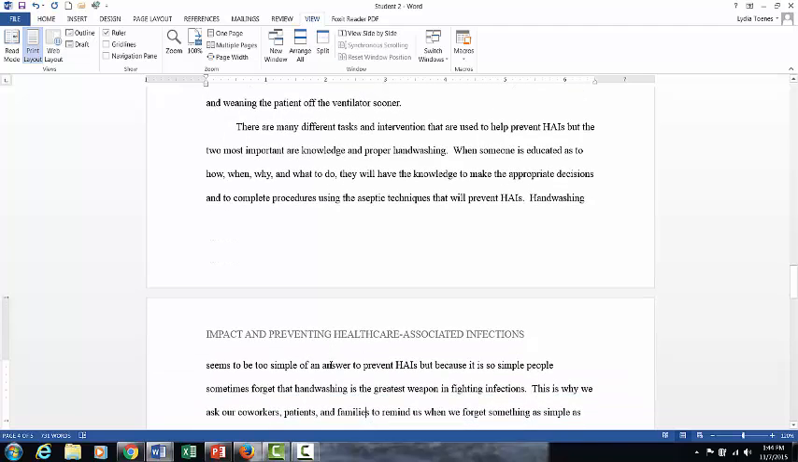Another error many people have is making sure you're consistent with your plural and singular nouns. So there are many different tasks and intervention that are used to help. It should be interventions. If you want to say intervention, make sure this just says task and not tasks. But it obviously would be better if it said tasks and interventions that are helpful.